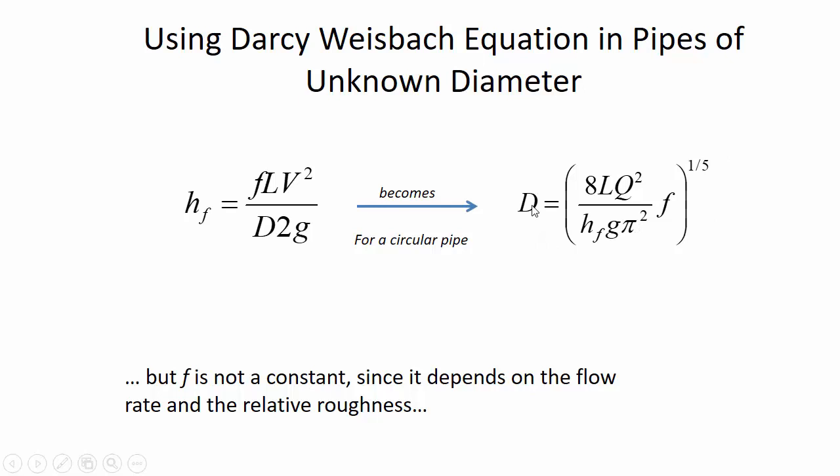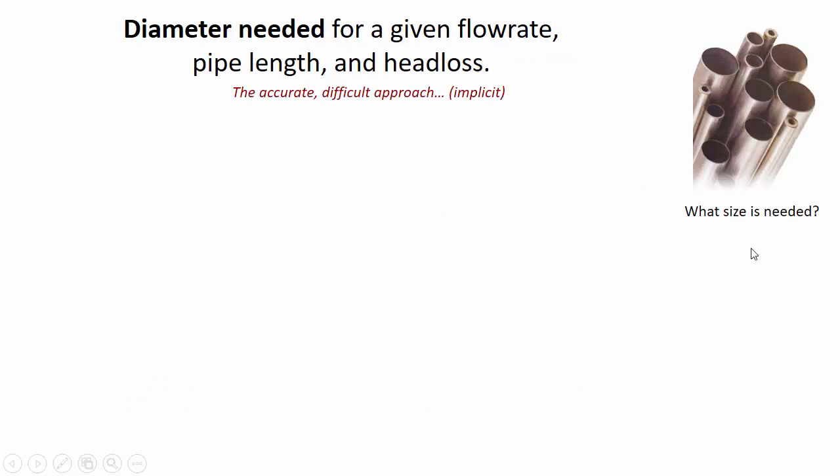And so it's almost ready to use and size the pipe, except for the fact that F responds to the flow conditions. It responds to velocity. Remember that F is a function of the Reynolds number, and the Reynolds number isn't known until we know the velocity, and so all of this is kind of interrelated. The F depends on the D. But there's a way around that. There's a process that we can follow to find out how big the pipe needs to be.